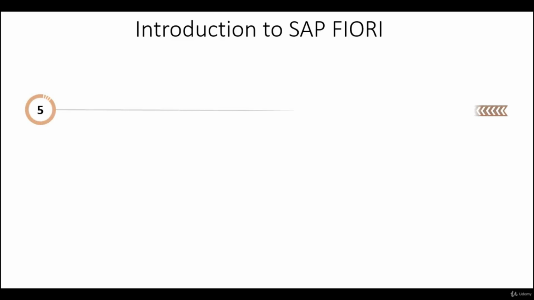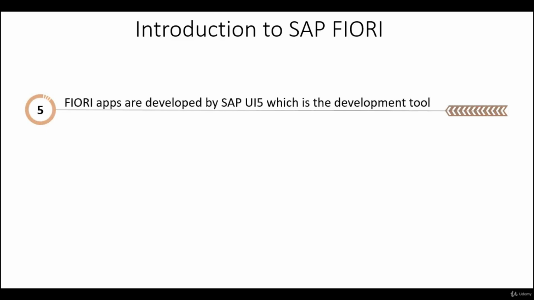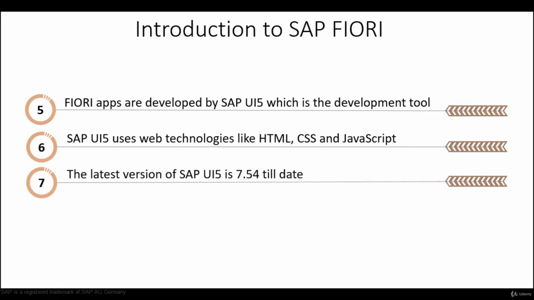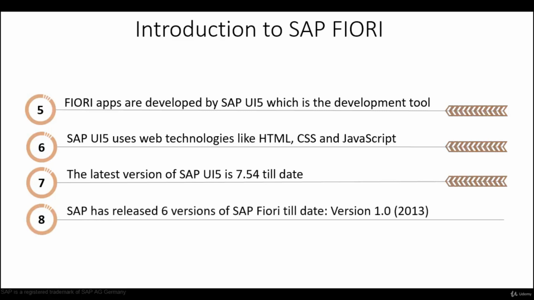Further, Fiori apps are developed with SAP UI5, which is the development tool. It uses web technologies like HTML, CSS, JavaScript, which are programming languages. About its version, the latest version of SAP UI5 is 7.54, and SAP has released 6 versions of SAP Fiori till date. The first version of SAP Fiori, that is version 1.0, was released for the first time in 2013.